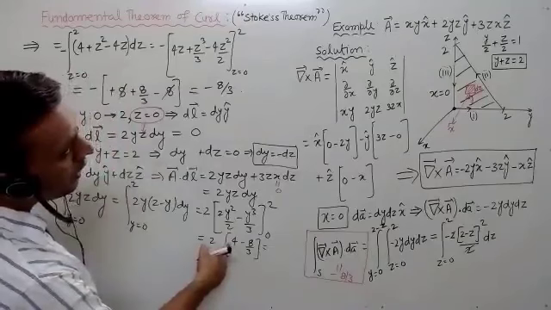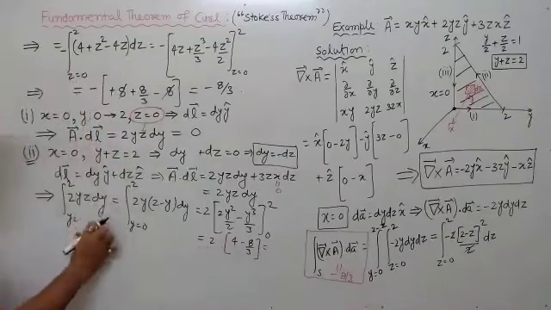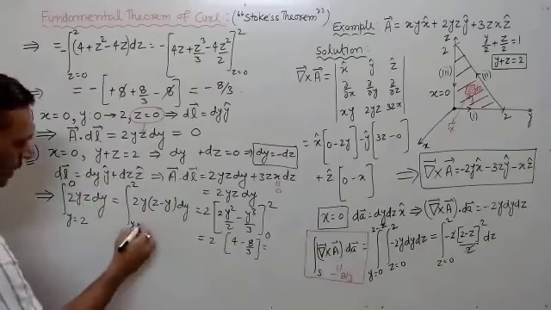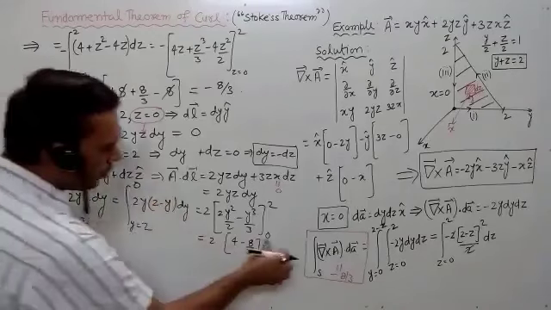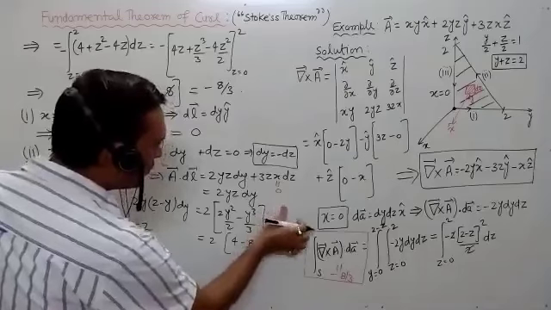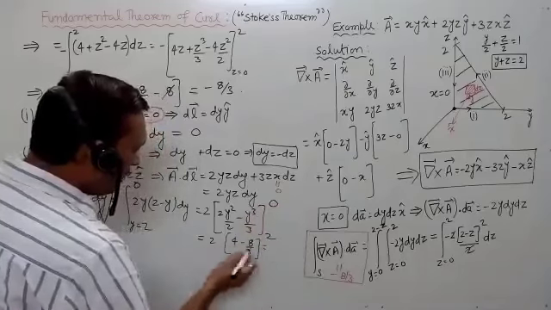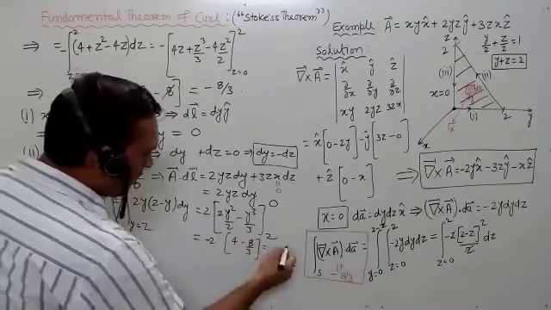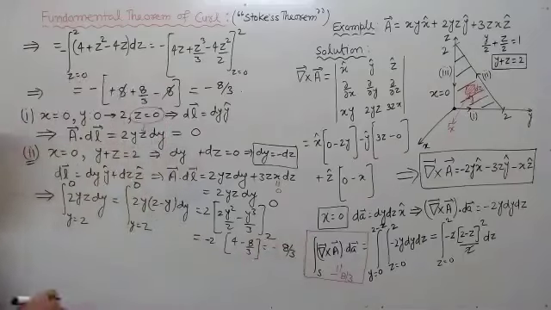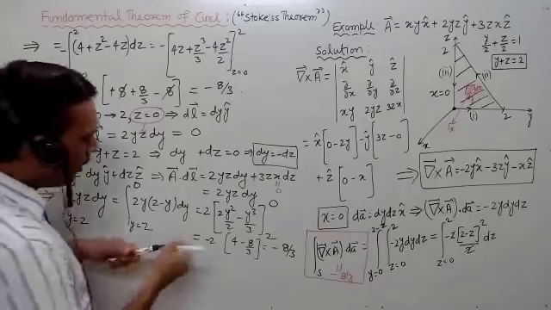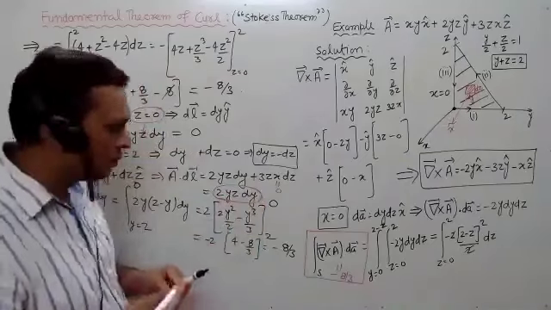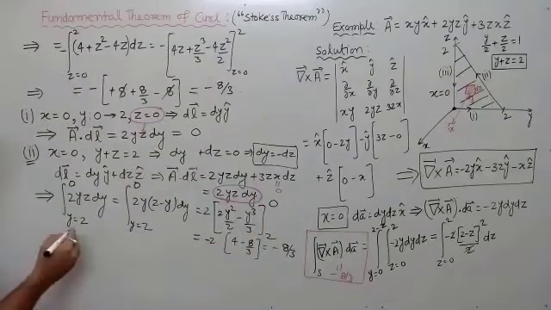What will be the limit of y? 2 to 0. You can see limit of y is 2 to 0. So you have to put here 2 to 0. So you will get everything with minus sign. So this will be minus 8 by 3. Is it clear? We can integrate this term in terms of z also. Let us see, same integral can be written in terms of z also.